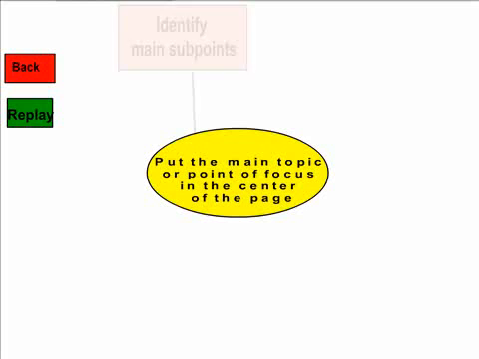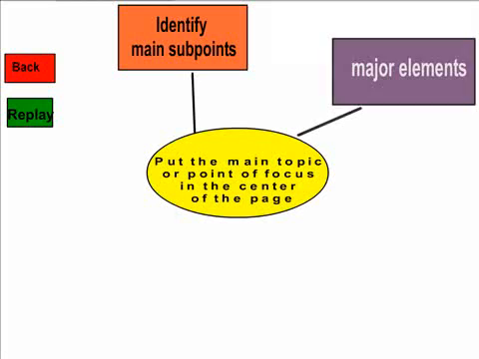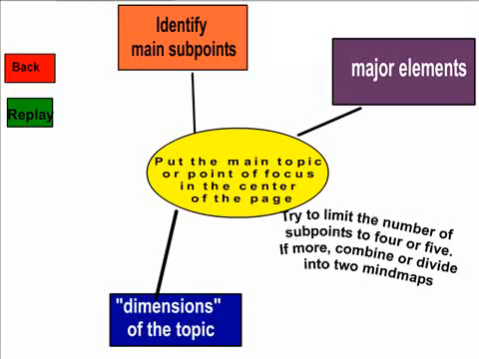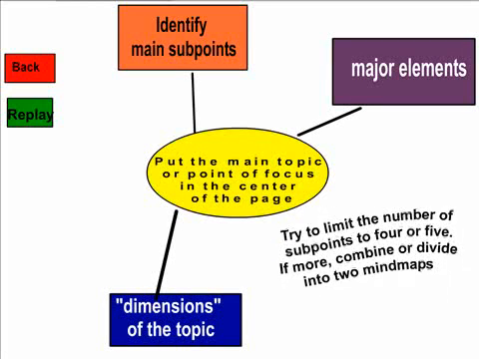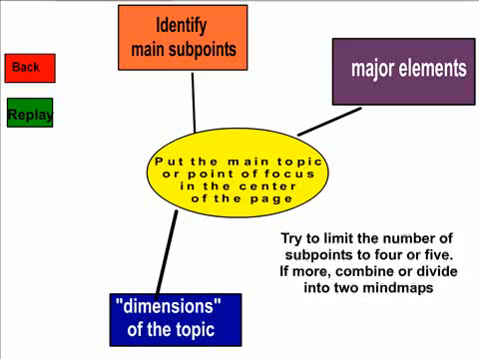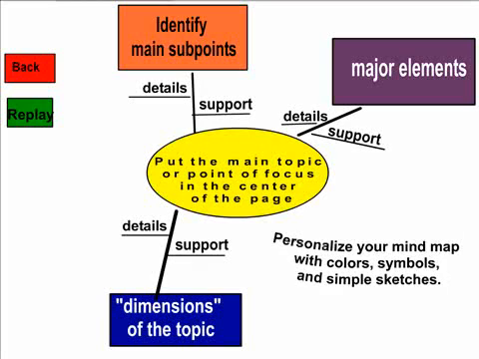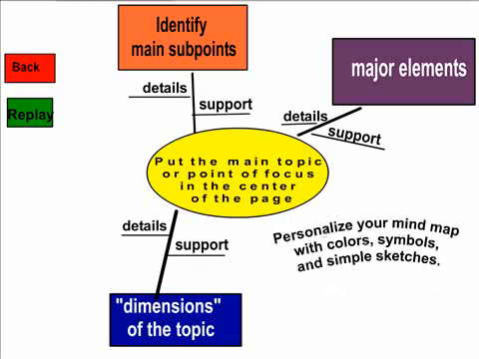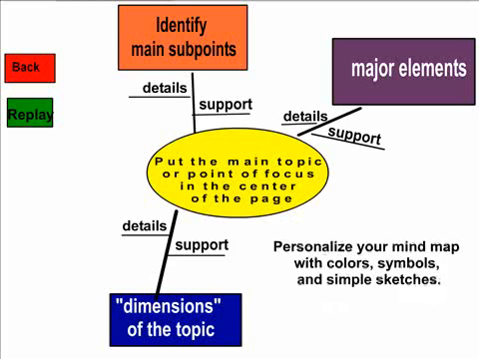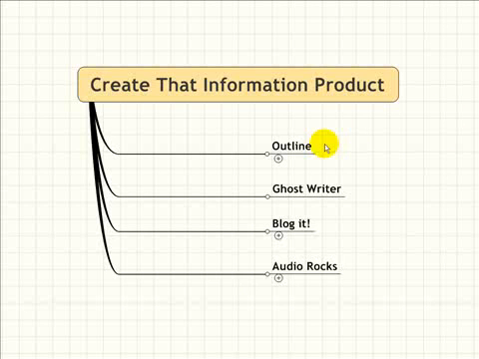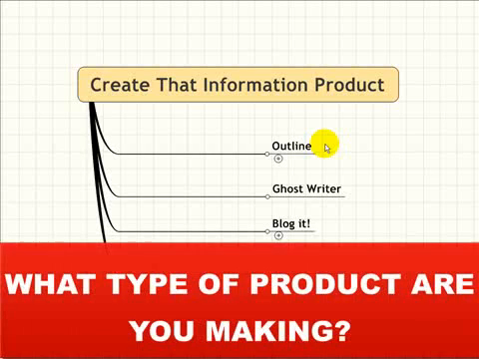Or you can use mind mapping software. Now I use mind mapping software as a presentation tool in these videos, but you can also use it to completely outline and flesh out the main topics and the subtopics of your information product. And this is especially good if you're better suited to non-linear thinking. Once you have your outline done, you need to figure out what format you want your information product in.